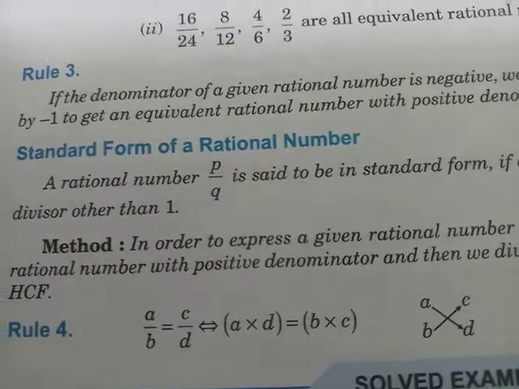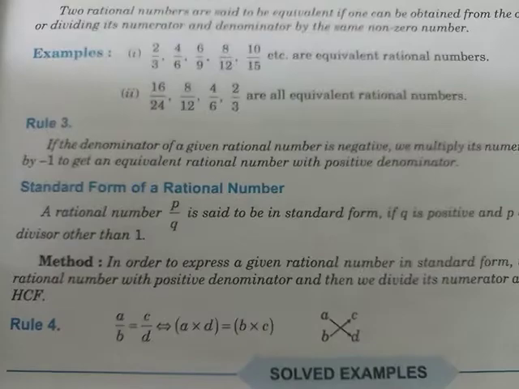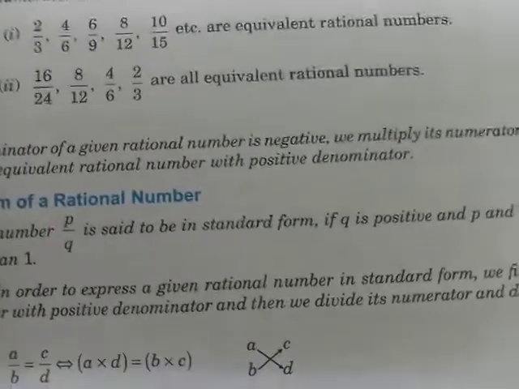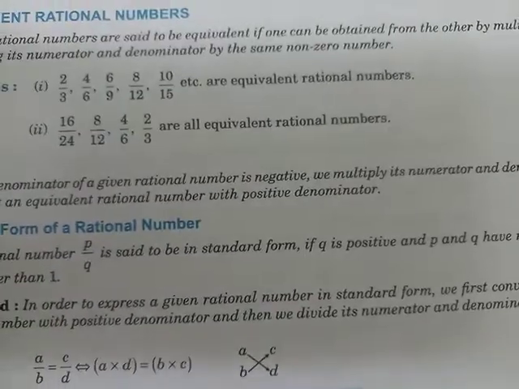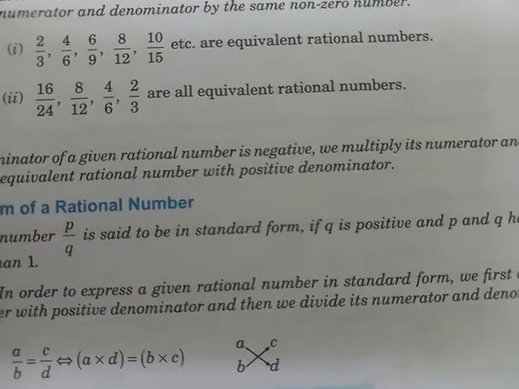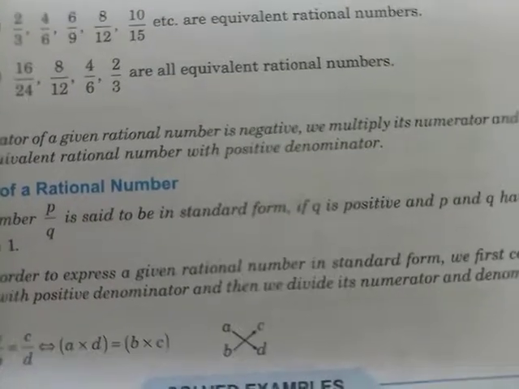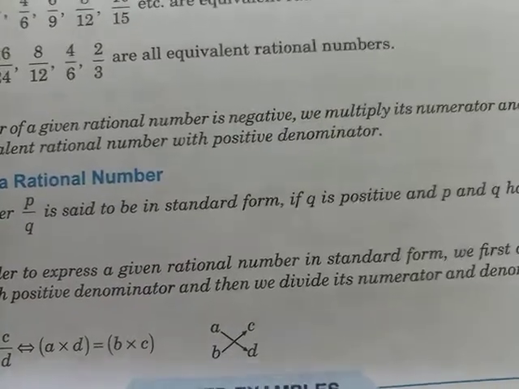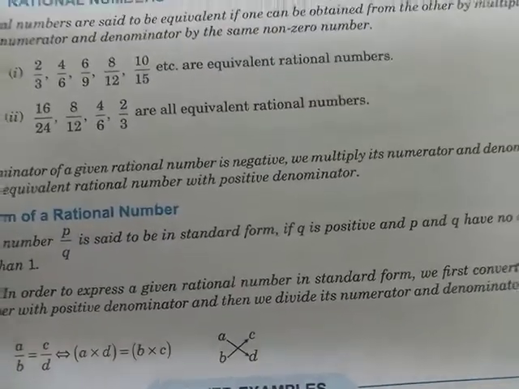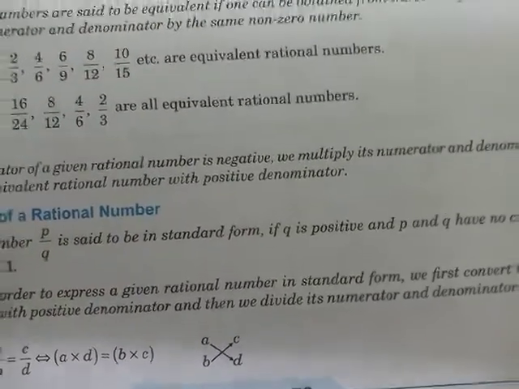What is the standard form of a rational number? Students, the standard form is again in the form of p by q, and q cannot be equal to 0. That means the denominator cannot be equal to 0. Another important thing here is that the numerator and denominator can have only one common factor, that is 1. That is, their HCF should be 1. That means any rational number in its simplest form is known as its standard form.